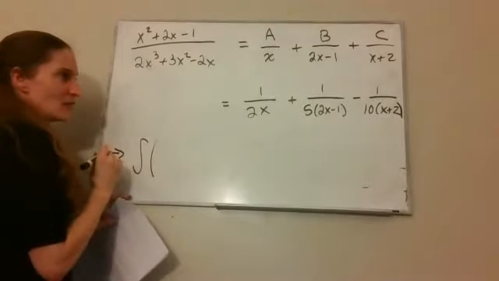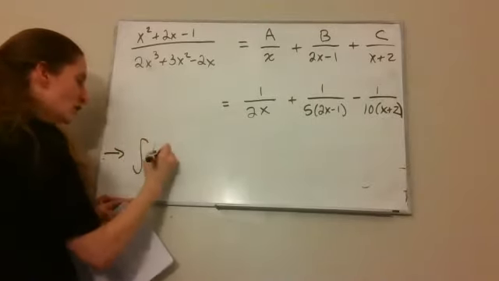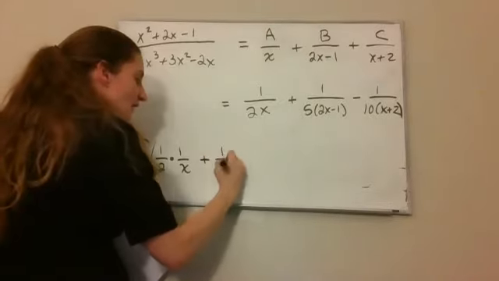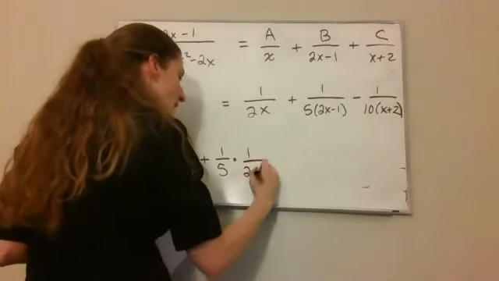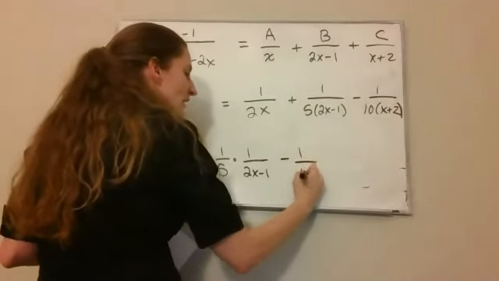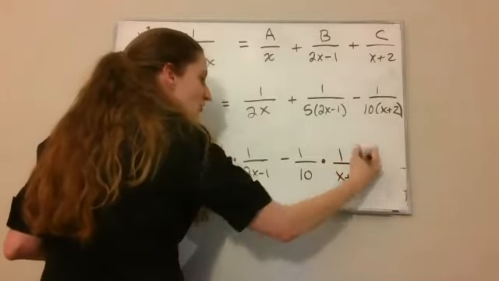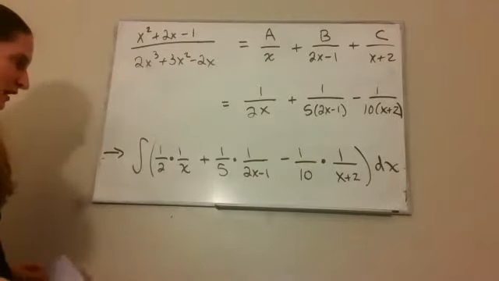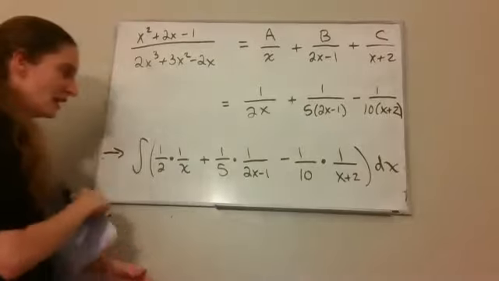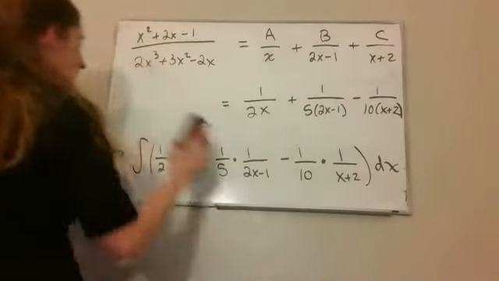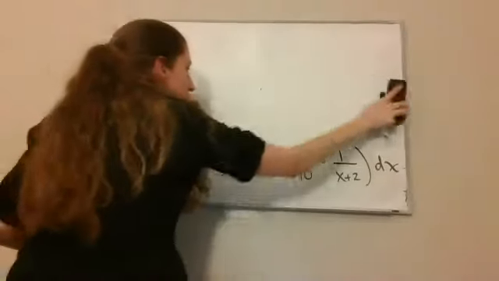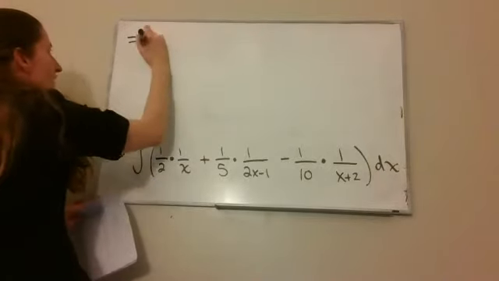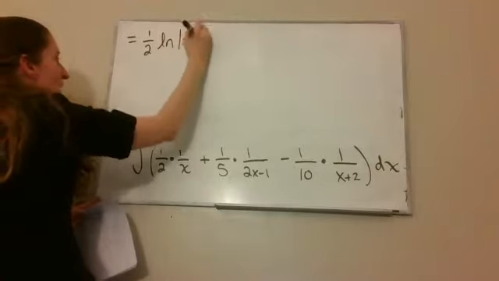And I'm going to write it slightly differently so it's easier to integrate. 1 over 2x, that's 1/2 times 1 over x. Plus, I have a 1/5 times 1 over 2x minus 1. And then minus 1/10 times 1 over x plus 2, all with respect to x. And now we can integrate. All of these constants get to stay there, and we just have to find the antiderivative. The antiderivative of 1 over x is natural log absolute value of x. So I get 1/2 times natural log absolute value of x.